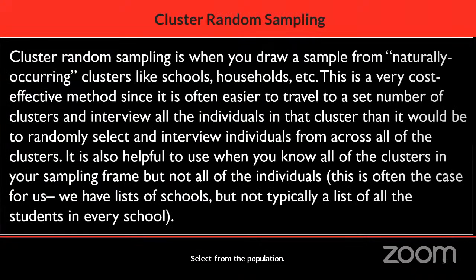Then we have cluster random sampling. This one is used when you draw a sample from naturally occurring clusters like schools. We may have so many schools like in Juba. Then you cluster them. Schools that are in Sherikat, or schools that are in Rock City, we cluster them.